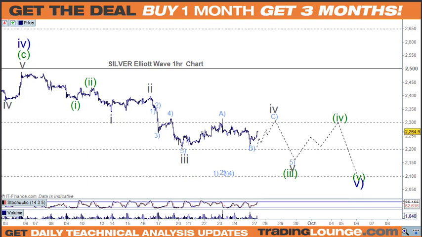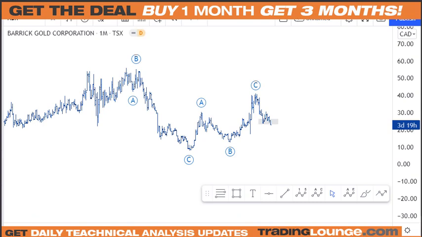Having a look at the stock market side of gold, this is Barrick Gold here, and we have to remember that the ETFs have a large chunk of this in their portfolio, so they pretty much look the same.